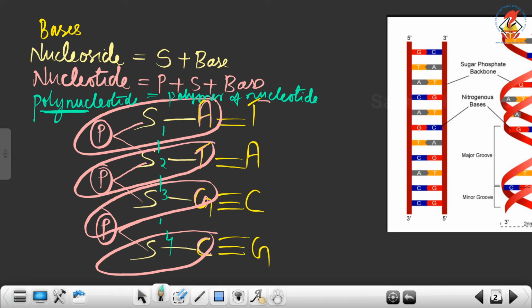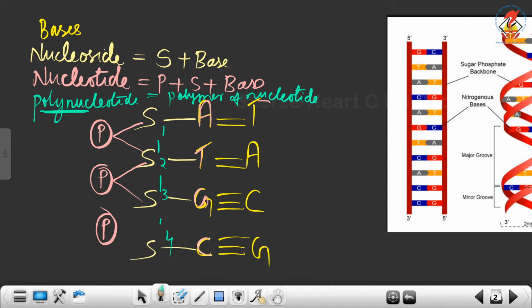So I hope you have understood. From simple to complex, I started with the bases. The bases are A, T, G, C. A will pair with T by a double bond. G will pair with C with a triple bond. So I told about the bases: A, T, G, C.